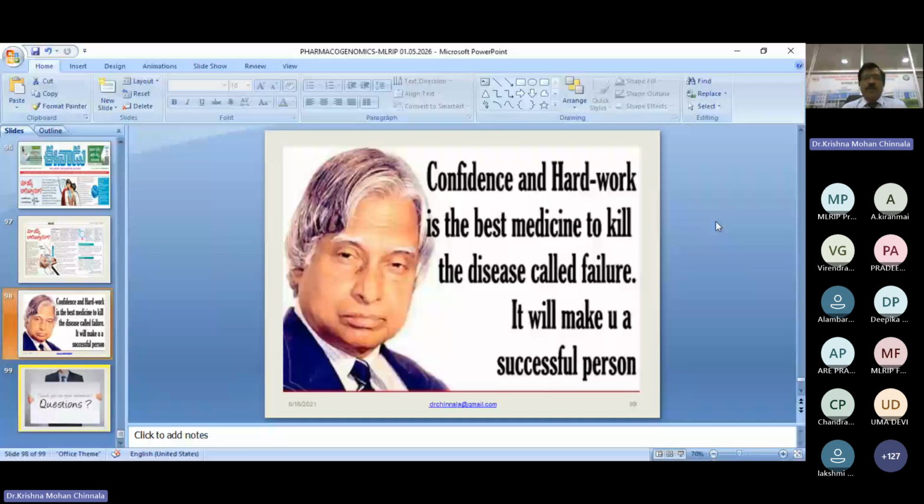Confidence and hard work is the best medicine to kill the disease called failure. It will make you a successful person. As a scientist, you think about this. Don't underestimate pharmacogenomic technology. Use it.